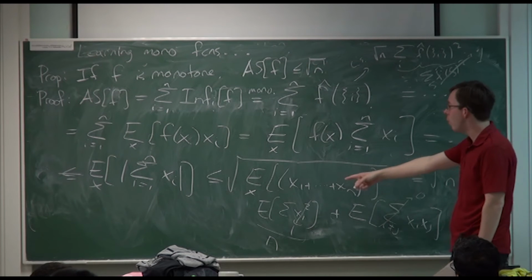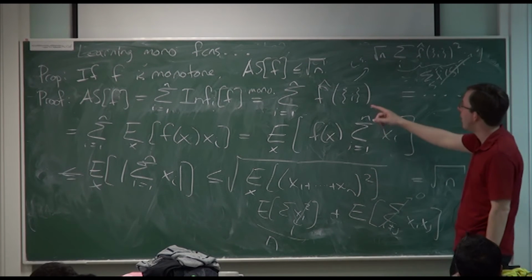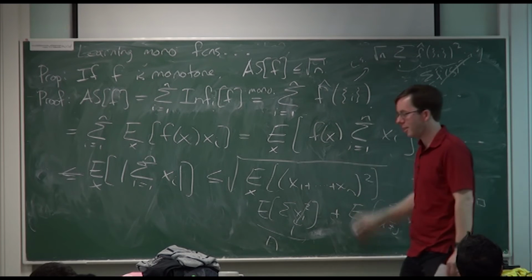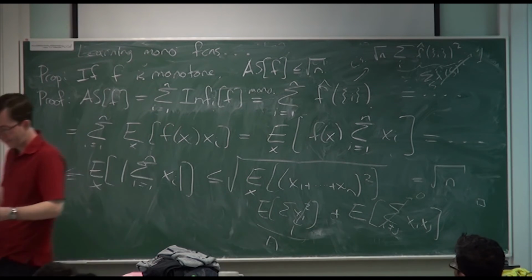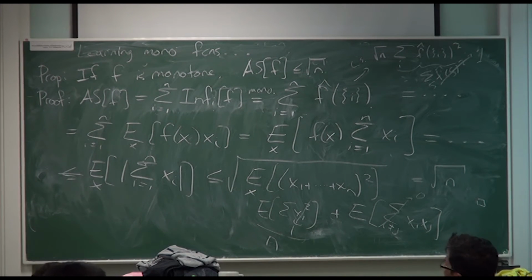I think it's actually bounded by square root of 2 over pi times root n or something, but we don't care. Okay, good. Thank you. And that's it. So this is how you get the learning algorithm for monotone functions that runs in time like n to the root n.